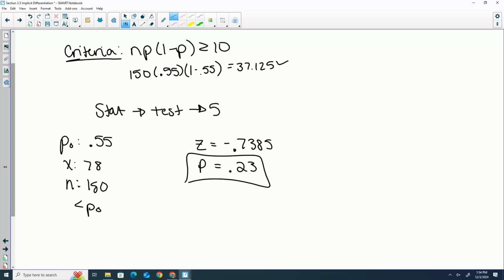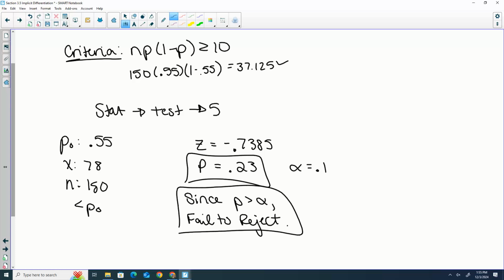Right. Is that unusual? No. We can also compare, did I give you an alpha in this problem? Okay. So the easiest option is just compare P to alpha. Remember, the alpha is 0.1. So if P is greater than alpha, you fail to reject. Okay, the only time you reject is if P is less than alpha.